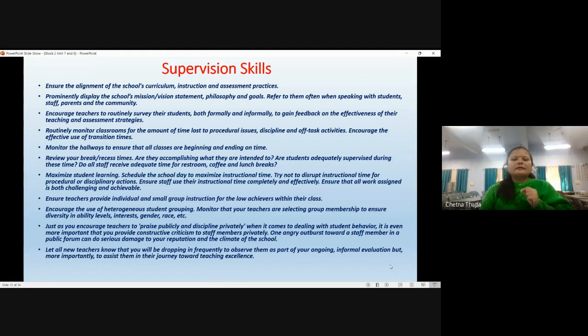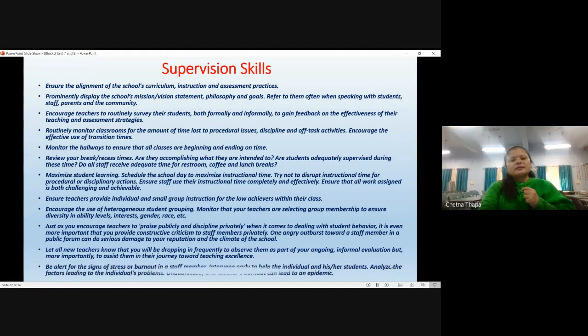That will be an informal evaluation also, but that will not be monitoring. That will be assistance in the journey towards their teaching excellence. That will provide help in their teaching journey. So it's not about monitoring itself, but also about the development of the individual, and you have to make sure your new hires understand this.